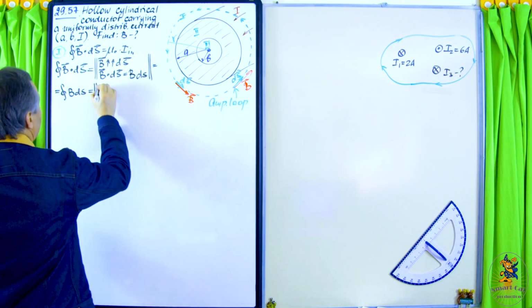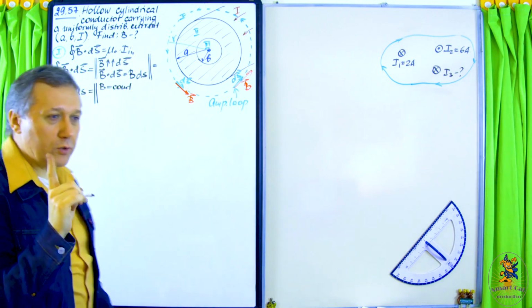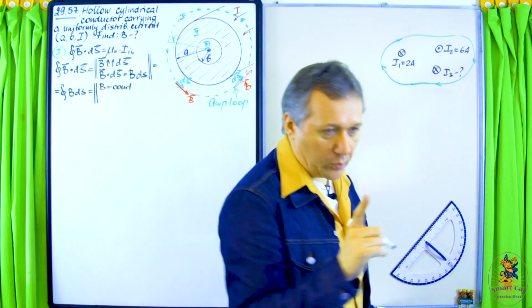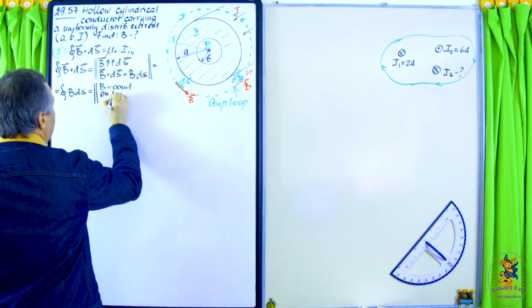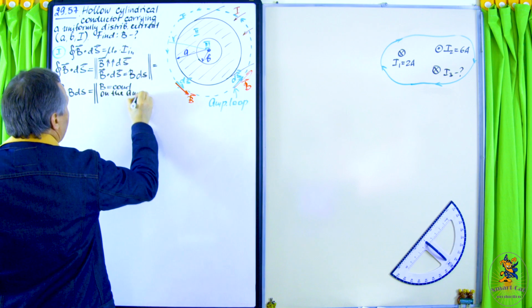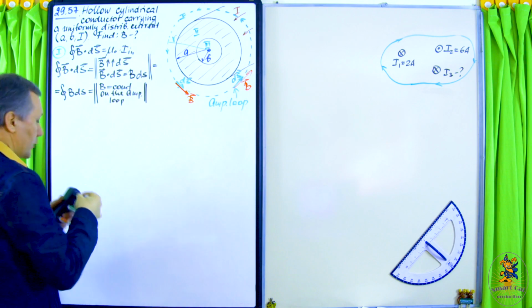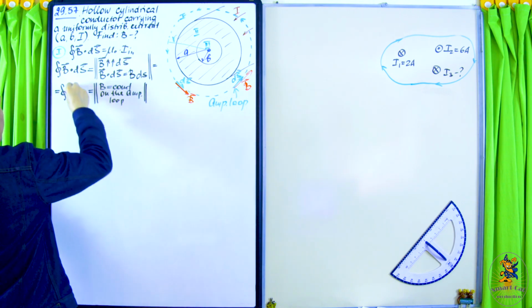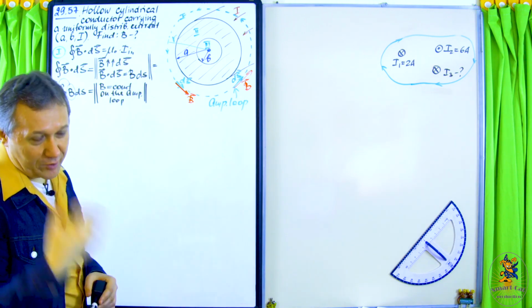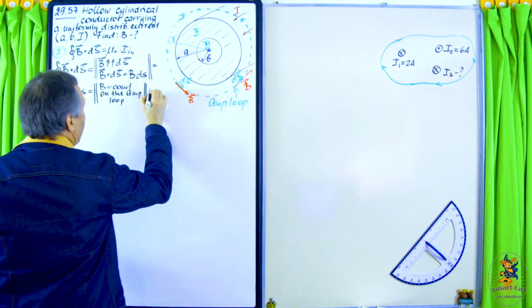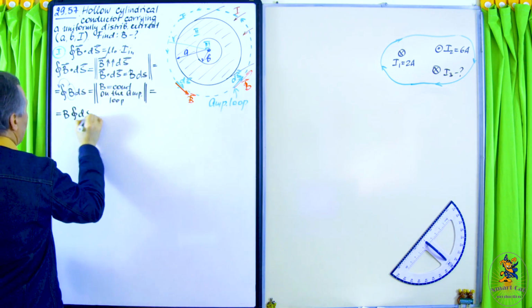So since B is constant, and again, it's not uniform, it's constant on the circle only, constant on the Amperian loop, we can extract it from the sign of integration, because any constant in the integral can be extracted from the sign of integration. So it will be equal to B times the integral over the closed loop of ds.